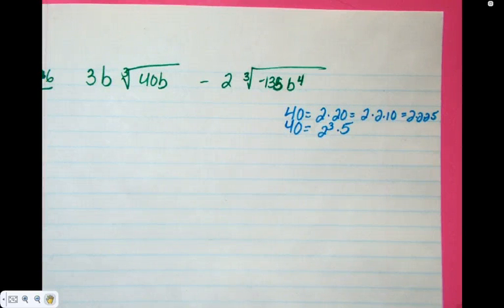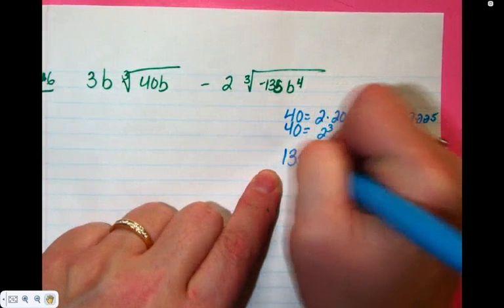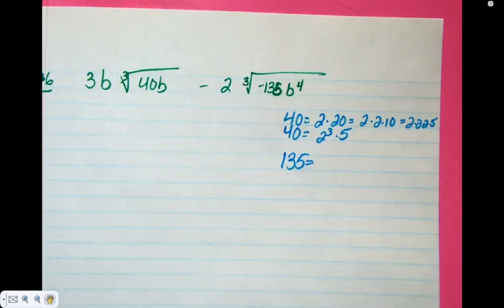Okay, what do you want to do with the second binomial, or second radical? Okay. You can bring the negative down here or not, doesn't matter. I know that negative's above, so I can just kind of leave it there. Okay, 135. Doesn't divide by 2. That sucks.